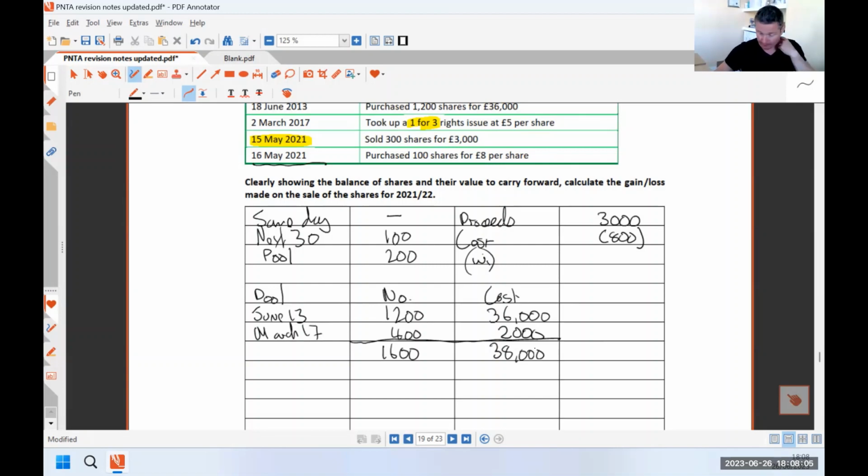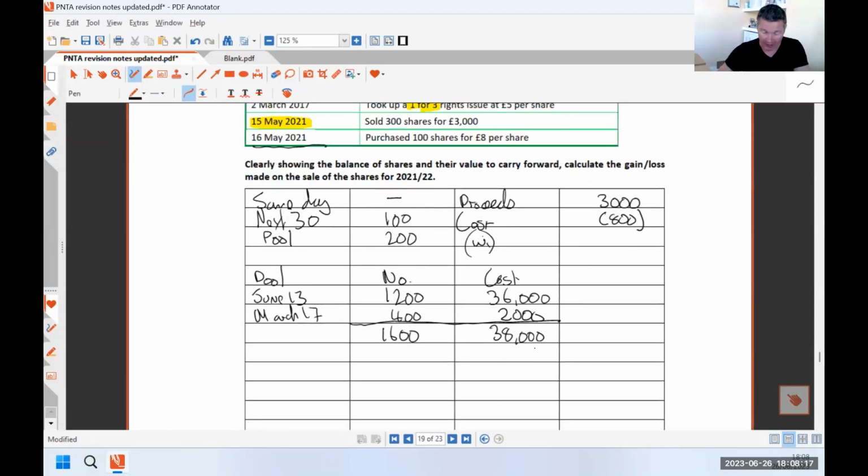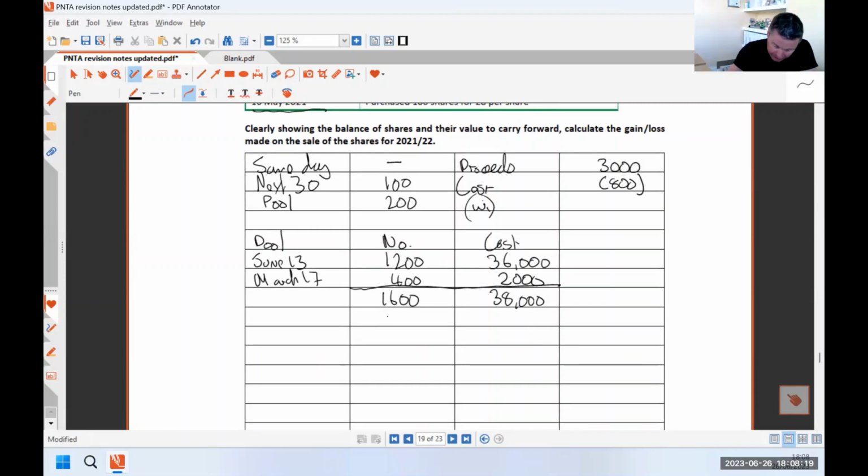Cool. So we now need to dispose of our shares. As we mentioned up here, not all 300 come out of here, only 200 do. So we need to take 200 out of here. So 200 from there, and we need to take a prorated cost from the share pool.